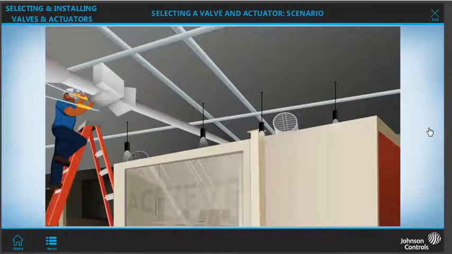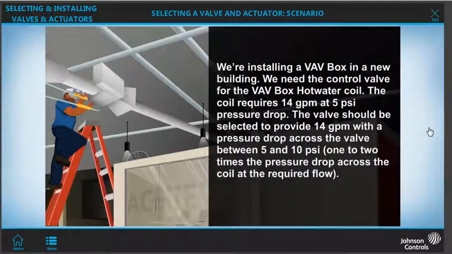Now let's select a valve and the actuator for that valve. Our scenario is that we're installing a VAV box in a new building. We need the control valve for the VAV box hot water coil. The coil requires 14 GPM at 5 psi pressure drop.